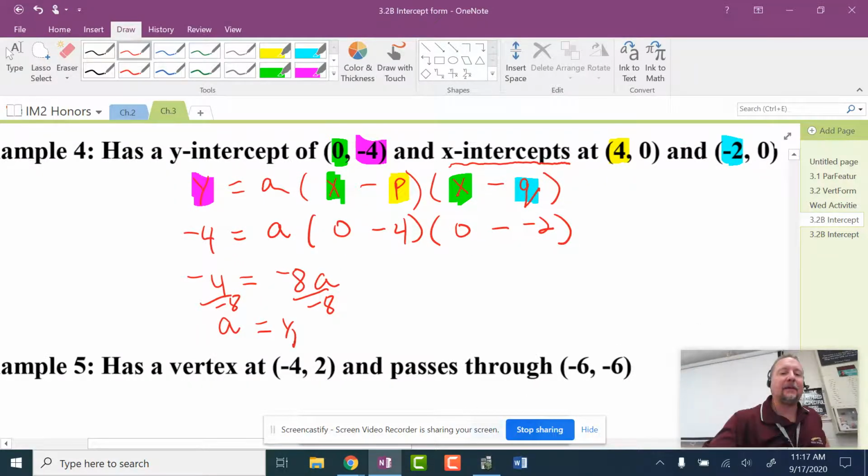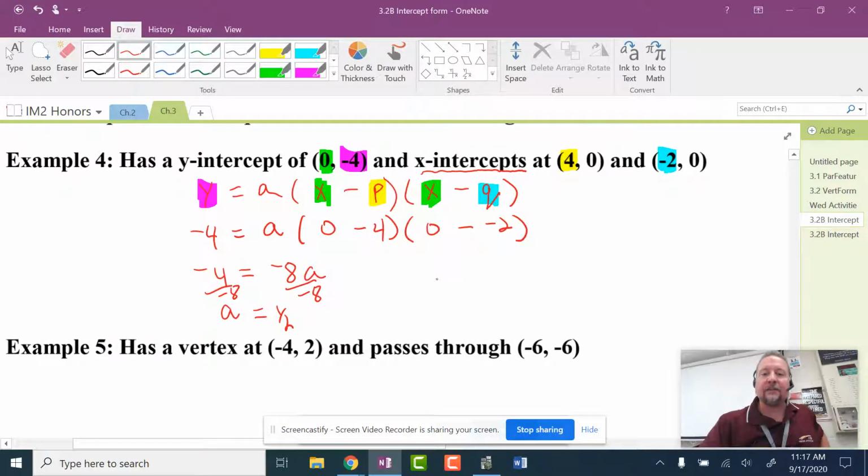Yeah, that's a common mistake. People stop short and don't do whatever they do to one side to the other. All right, so this is the equation.